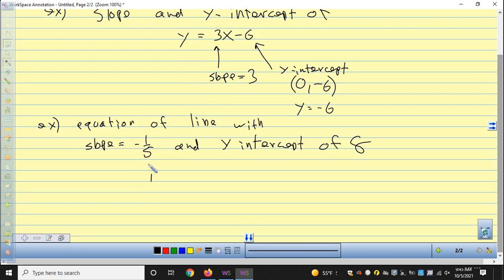Well, this is the slope, so that is m. And the y-intercept is b. M equals negative 1/5 and b equals 8. So my equation is y equals negative 1/5 x plus 8. So I just put the m, slope negative 1/5, b is 8. And we're done. There's my equation.